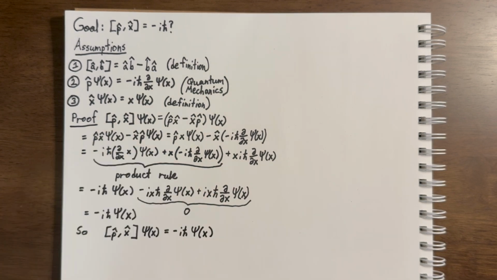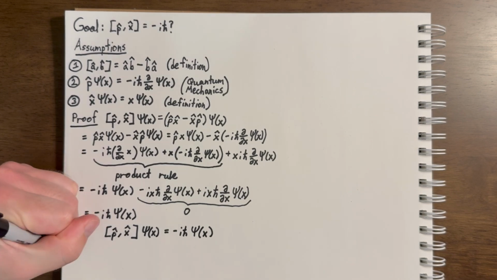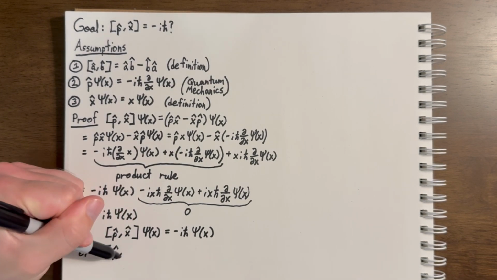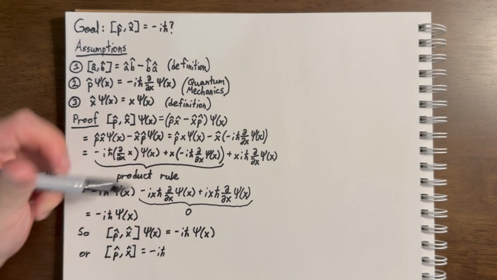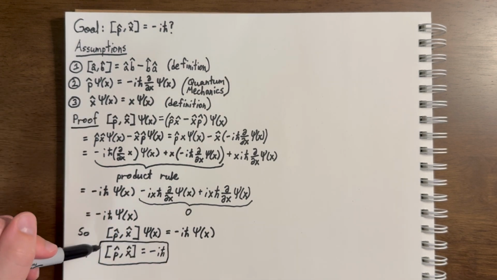And in the previous video, I mentioned that sometimes operators will be written without the function that they're acting on. So we can write this as the px commutator equals negative i h bar, which is precisely what I claimed at the beginning of the video.